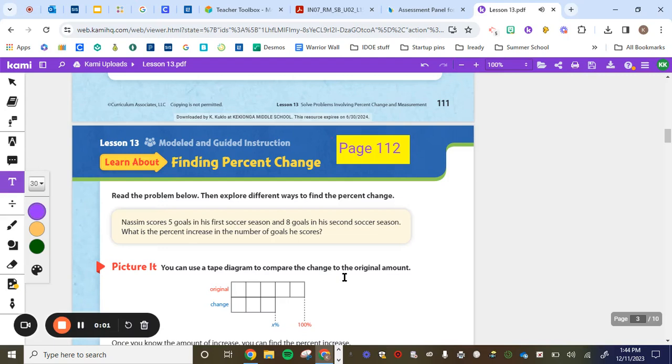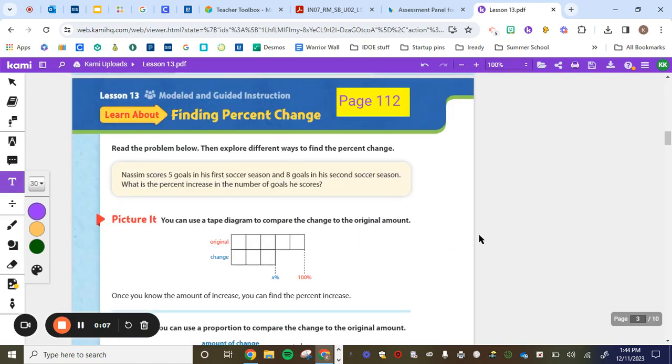In Lesson 13, on page 112, we are continuing to talk about percents. So in our question, we're now talking about percent of change, which is relating how much something changes compared to its original amount. Nassim scores 5 goals in his first soccer season and 8 goals in his second soccer season. What is the percent increase in the number of goals that he scores?